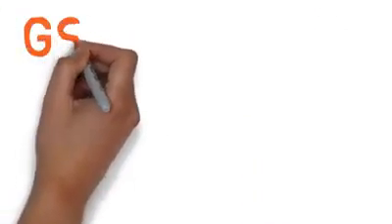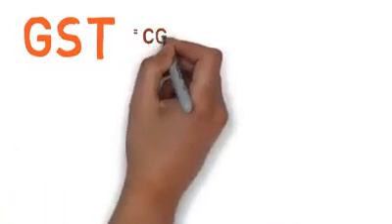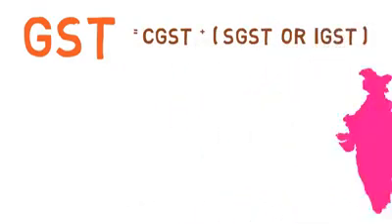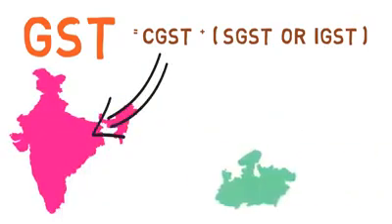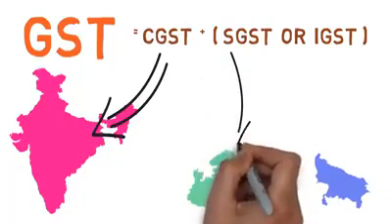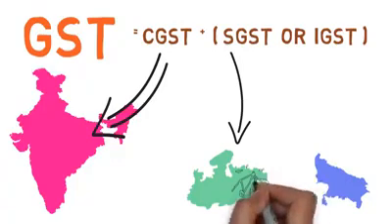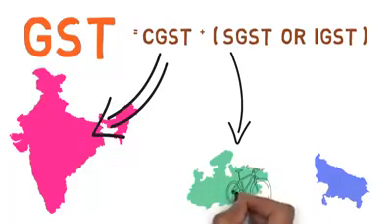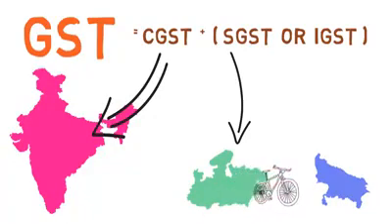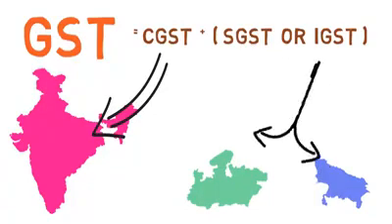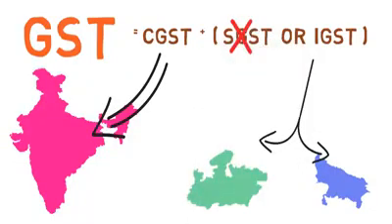Let's look at GST in detail. GST is a combination of CGST and SGST, or IGST. CGST is central GST, which is paid to the central government. SGST is the state GST, which is paid to the state government, and IGST is the integrated GST, which comes in the situation when goods and services move interstate. For example, product A is manufactured in Madhya Pradesh and sold in Uttar Pradesh, so IGST is distributed between both the states. In this case, SGST will not be collected.